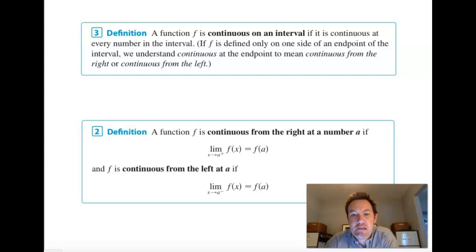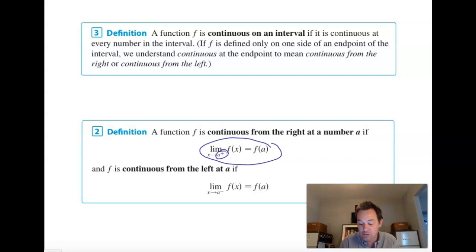A function f is continuous on an interval if it's continuous at every point in that interval. If f is defined on only one side of an endpoint in an interval, we understand continuous at the endpoint to mean continuous from the left or continuous from the right. The second definition goes into a little more detail about that. So continuous from the right is when we're only looking at the limit from the right and it equals the function f of a at that point. From the left is just the opposite. We're looking at the limit from the left.